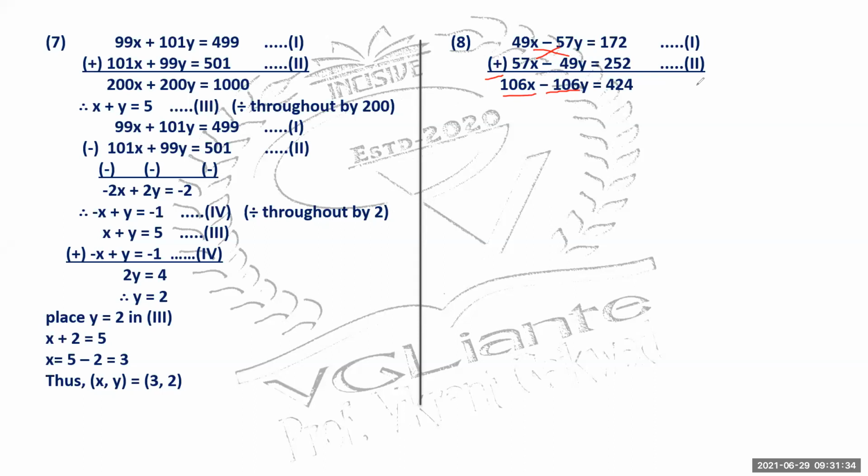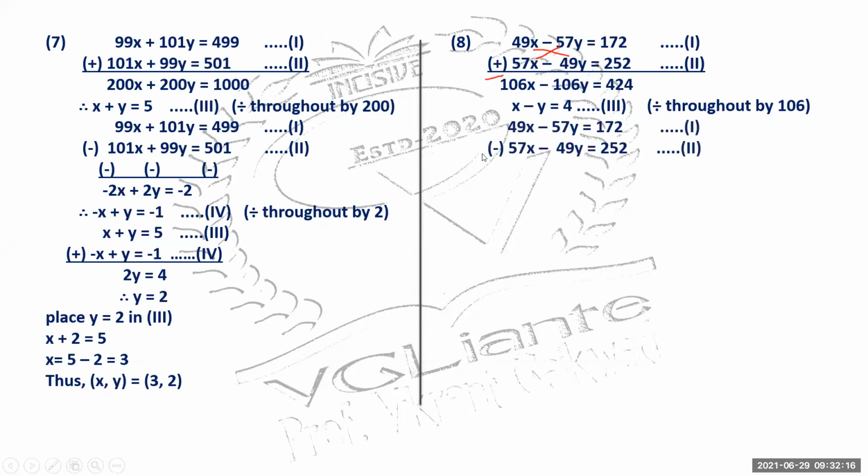Now what you have to do is divide throughout with 106. Once you divide throughout with 106, what do you get? You get x minus y equals to 4. So this is your third equation. Now check. Coefficients are interchanged. We've added the two equations. Now after this, what is the next step? You're going to subtract the two equations.